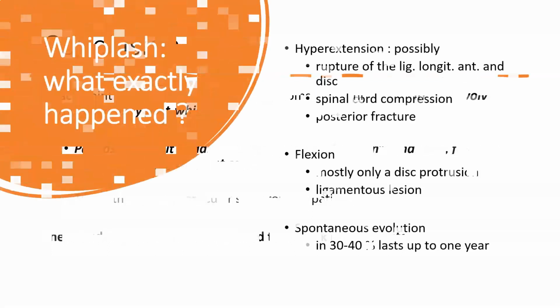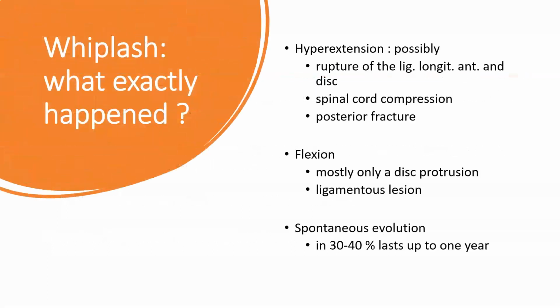Trauma is the element. Well, and talking about whiplash, what can happen during whiplash? Well, if there is a hyperextension phase, well, a lot of things can happen. Ligamentous rupture, spinal cord compression, posterior fracture. The flexion phase, well, you don't need a lot of imagination to see that you can have a major disc protrusion. Yeah.